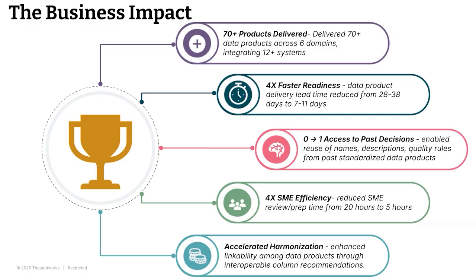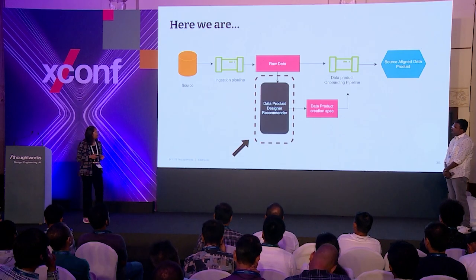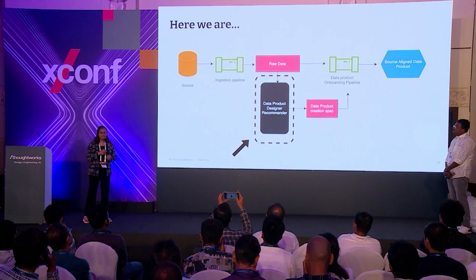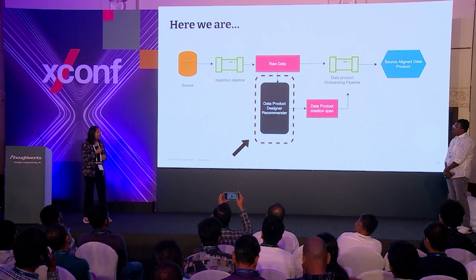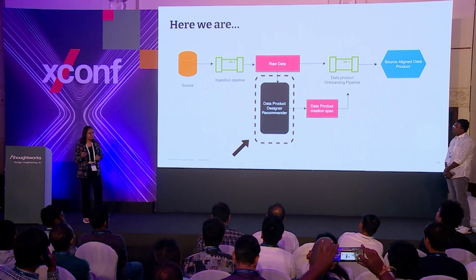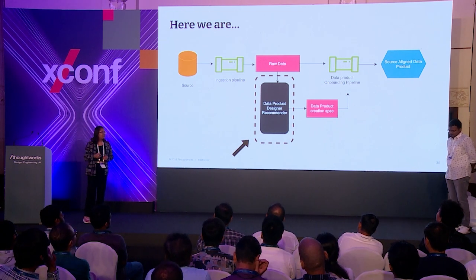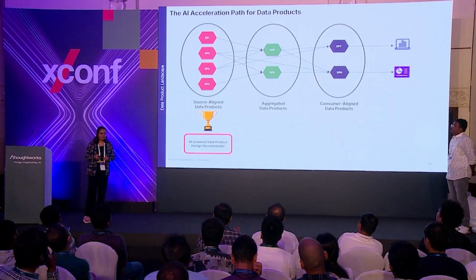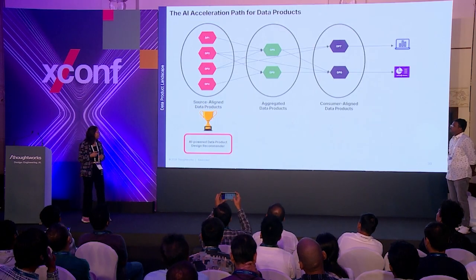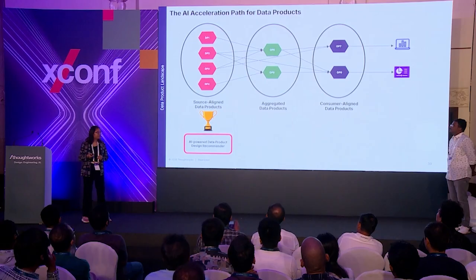And it has eventually accelerated the harmonization of the data products due to the semantic consistency and the addition of interoperable columns, which we discussed. So what next? We have already seen the AI-powered data product design recommender, how it accelerates the creation of source-aligned data products. And we no longer start from a blank slate. We have AI to bootstrap the creation of the attributes.